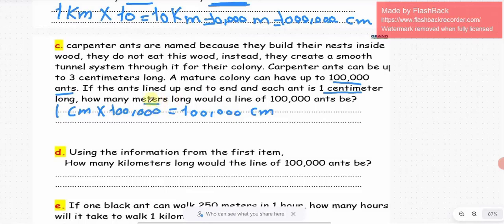When they make a line together, it will be 100,000 centimeters in one line. So I need my answer in meters. Change centimeter to meter. Centimeter is a smaller unit, so you have to divide, or you have to cross. Between meter and centimeter, there are 2 zeros, so cross 2 zeros. Let's check: meter, decimeter, centimeter. There are 2 zeros between them. So cross 2 zeros to be 1,000.